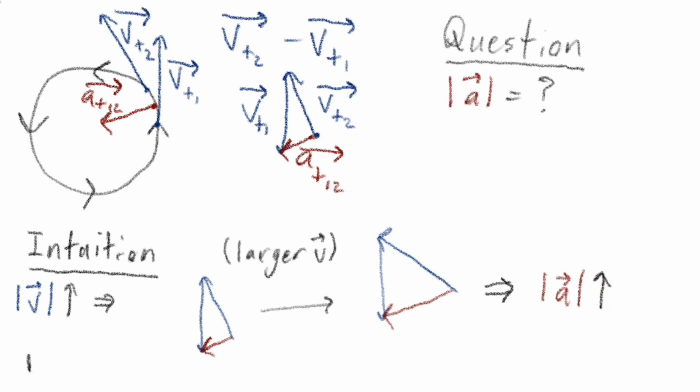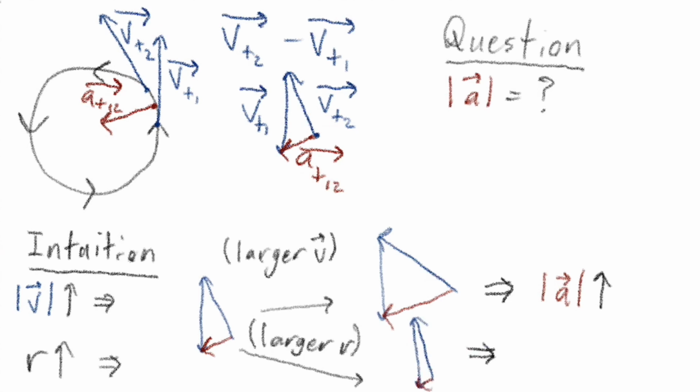Now what happens when the radius of the circle increases? Well, when the radius of the circle increases, if velocity stays constant, the object makes less progress in moving around the circle in the same amount of time, because the circle is larger. Thus, the magnitude of the acceleration should decrease.